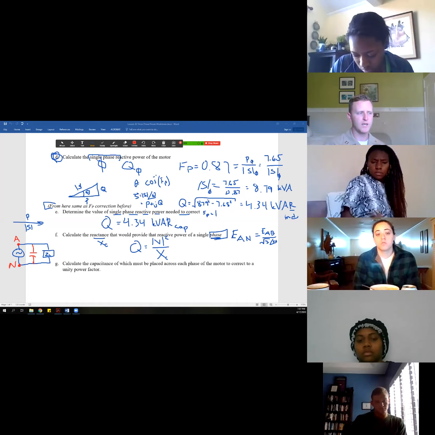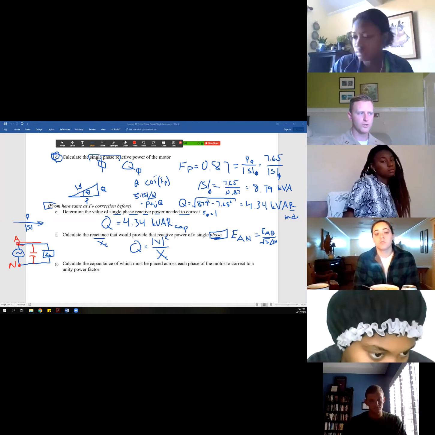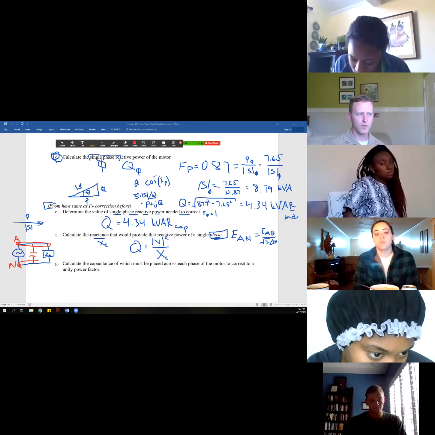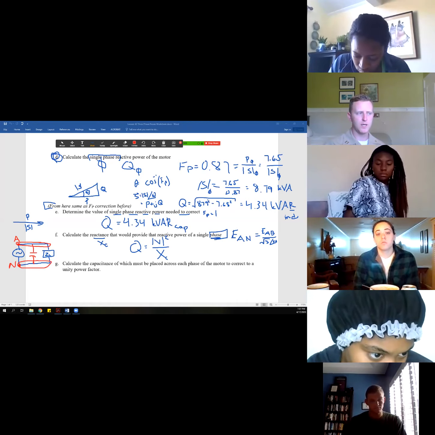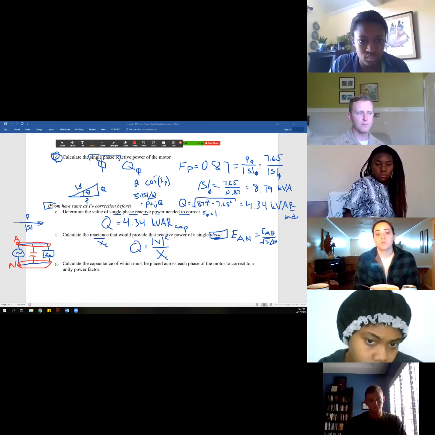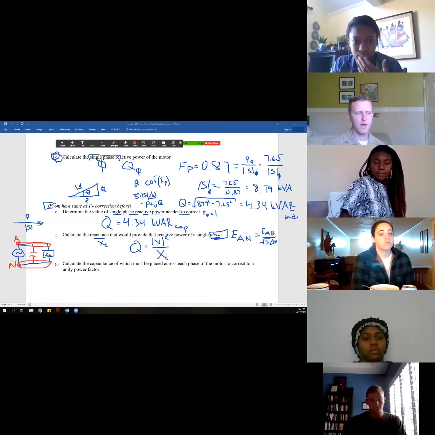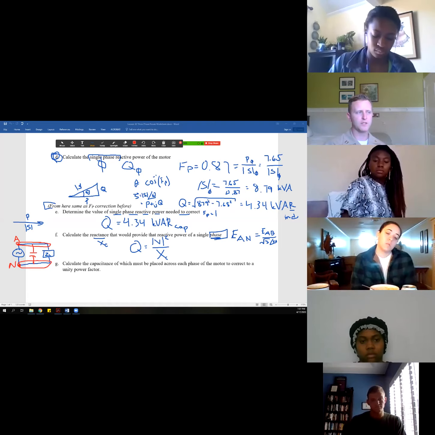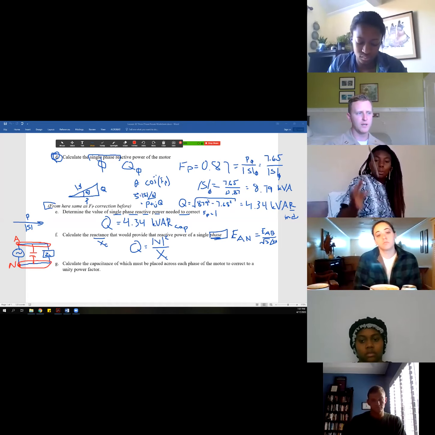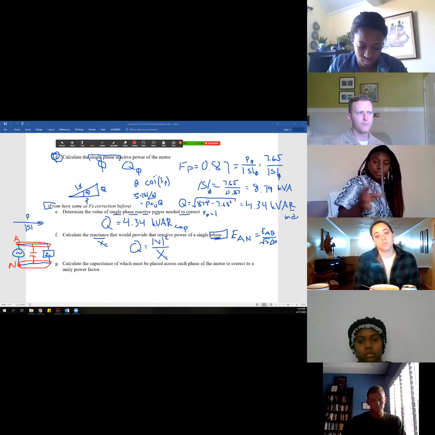So if this was AN, I need to place it in parallel with the total load, which is also the same as the source, so big A, big N. If there was no line impedance, then it would be the same as the load side. But if you had a line impedance, we need to place it in parallel with big A, big N. So that's why this V here needs to be the EAN.